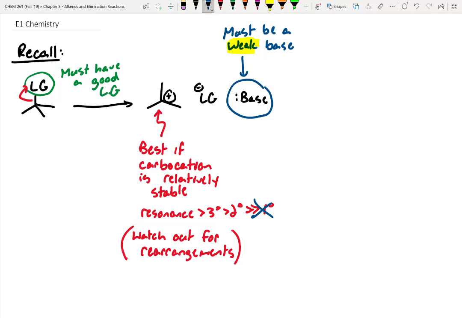All right, so in this next step, we've got these beta protons, which we said are the protons that are adjacent to our carbocation. So we can say this base can grab any one of these. Doesn't need to be anticoplanar anymore. And then we'll clamp down and get our double bond.